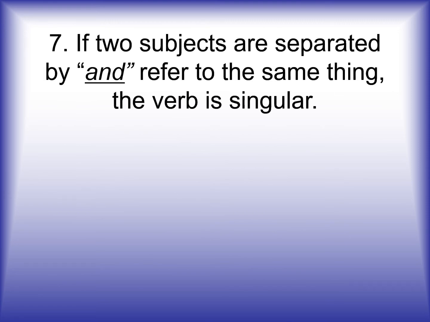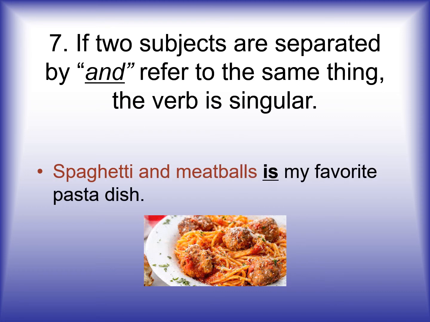There is another rule with and which says if two subjects separated by and refer to the same thing, the verb is singular. The example here: spaghetti and meatballs is my favorite pasta dish. So despite being joined with and, the two subjects spaghetti and meatballs refer to the same dish. So we have to use a singular verb, which is is.